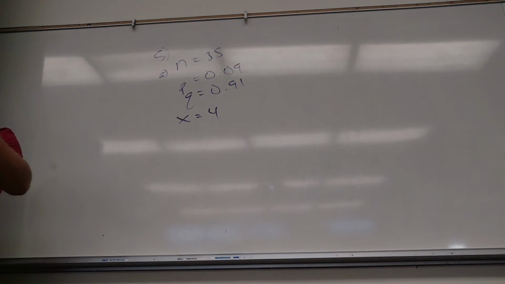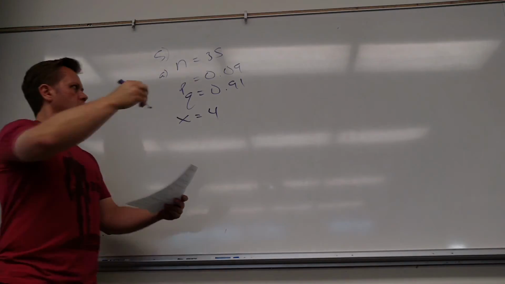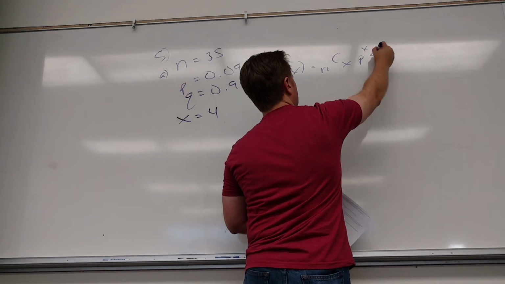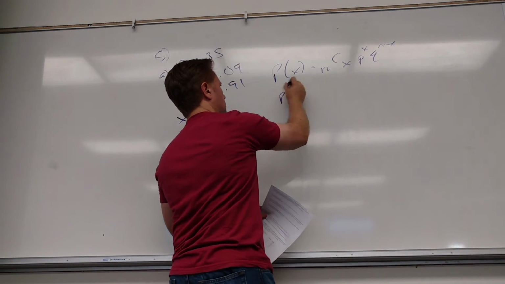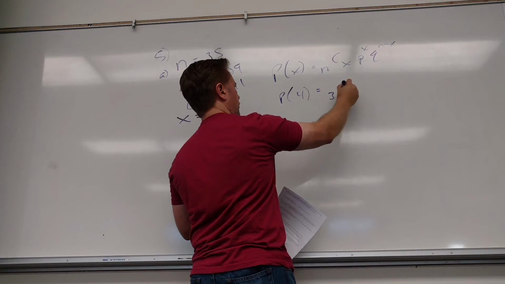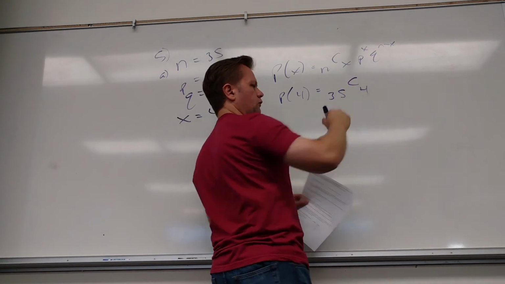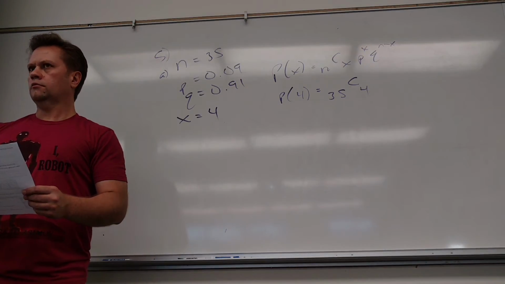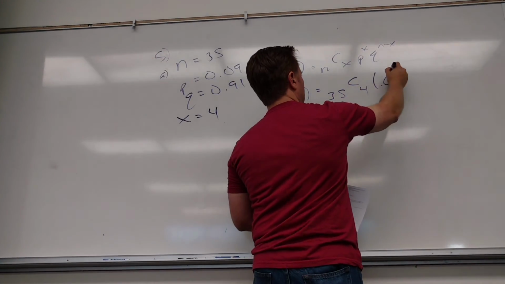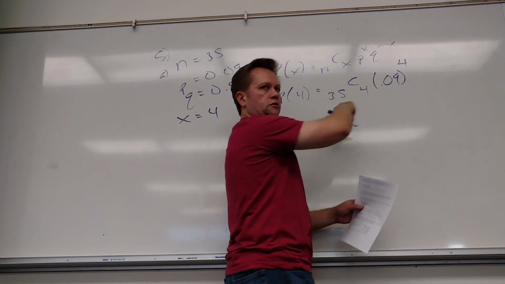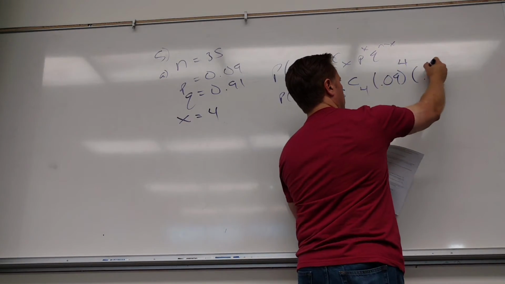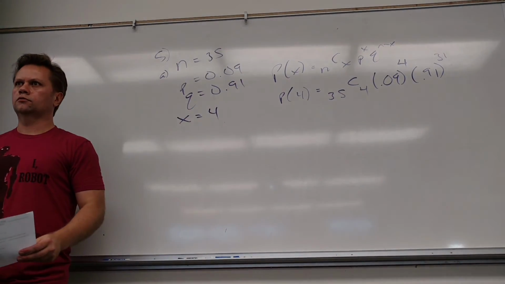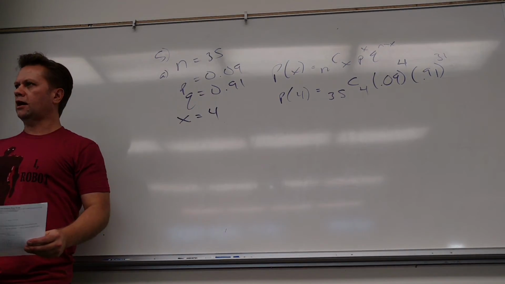So now I've got everything I need to put into my formula. The probability of X is N choose X, P to the X, Q to the N minus X. So the probability of 4 successes will be 35 people, choose 4 of them. How many successes? 4. How many failures? The rest. And then you just have to remember how to plug that in.